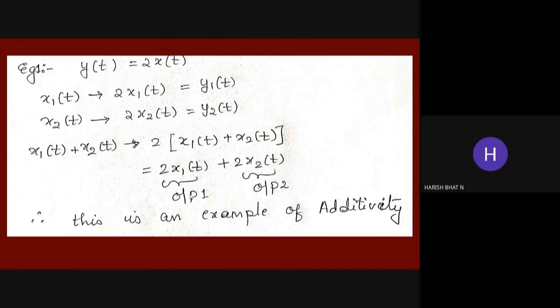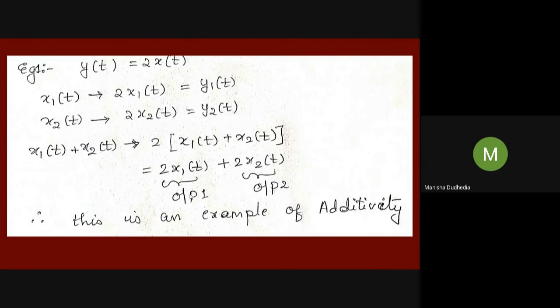And then we combine both the inputs. As we combine both the inputs, you can see that my output will be twice into bracket x1 of t plus x2 of t, since I'm taking the combination of the two inputs of two different experiments. So this results in 2x1 of t plus 2x2 of t. And 2x1 of t is nothing but output 1, 2x2 of t is nothing but output 2. So when this condition gets satisfied, that when we combine the inputs, the output is also the combined output, we say that this is an example of additivity.